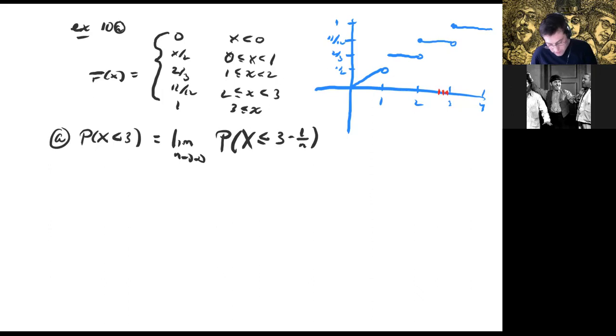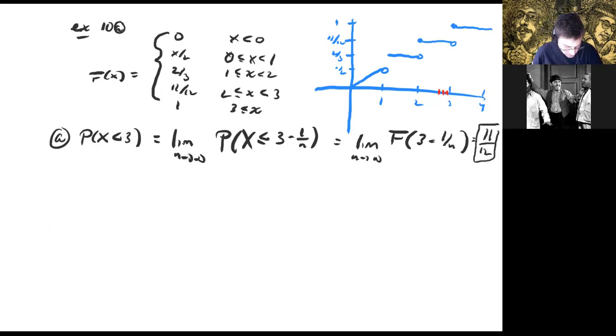Okay, so this is the same quantity. Now, the advantage of doing this is that this is the same thing as the limit as n goes to infinity of f of 3 minus 1 over n, by definition of the cumulative distribution function. So what is f of 3 minus 1 over n if n is large? That's a number slightly less than 3. If you look on the graph, you get a value of 11/12. So you get 11/12 as the answer to that part.